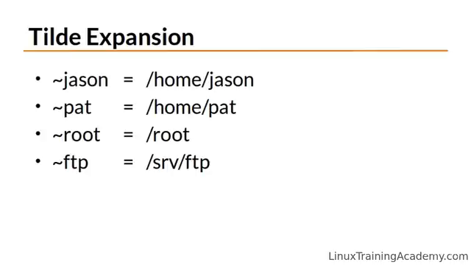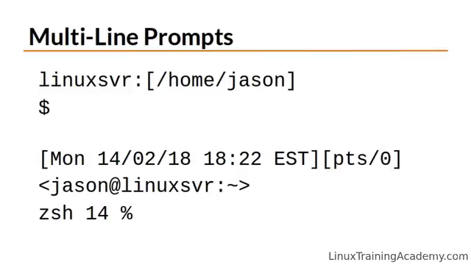Not all accounts on a Linux system are associated with an individual user. For example, services often have their own accounts. In this case, ~ftp expands to the home directory of the FTP service account, which lives in /srv/ftp. So far we've looked at prompts that are contained within a single line. Just know that they can span multiple lines as well. Later in this course you'll learn how to customize the shell prompt to your liking.